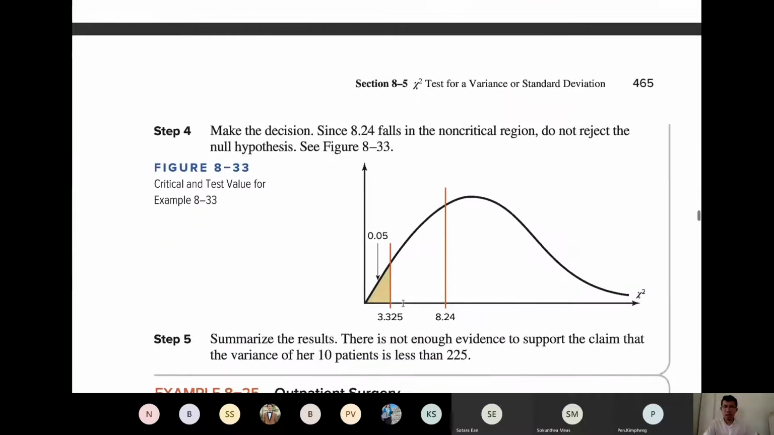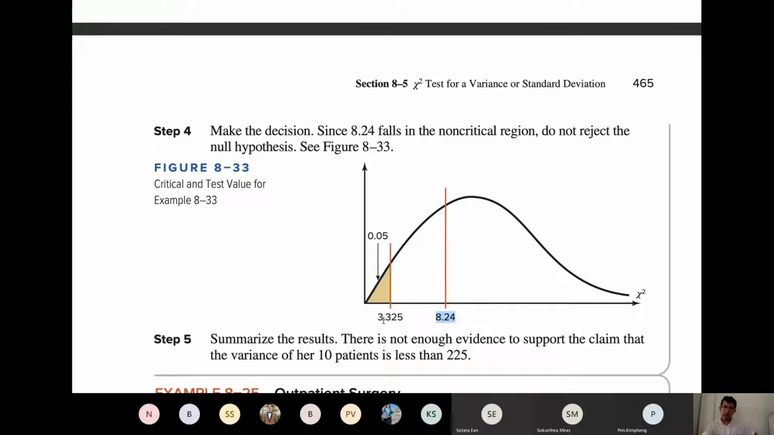So when this is the critical value and this is the test value, as you can see, this is the rejection region, but now the value is outside the rejection region. That's why you do not reject the null hypothesis, because our test value falls outside the rejection region. This is the rejection region.